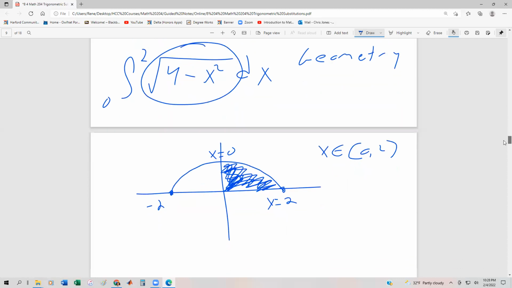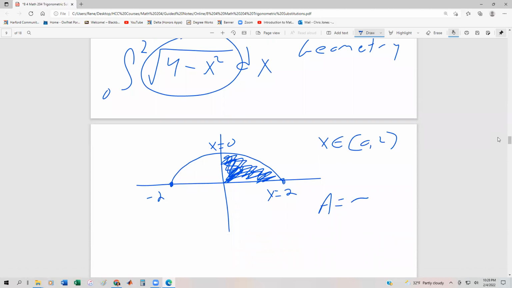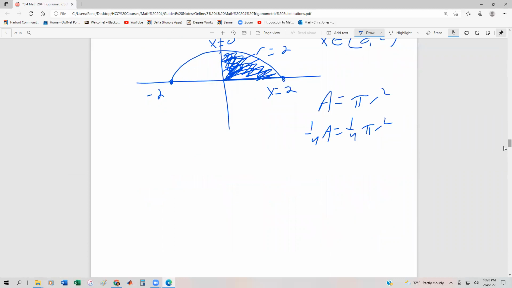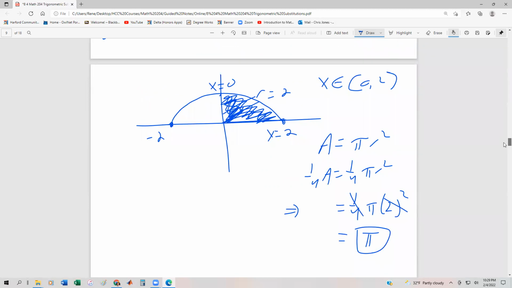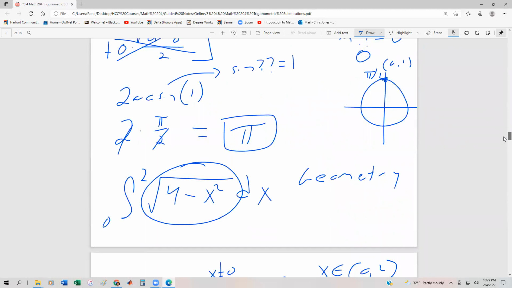We know that the formula for the area of a circle is pi r squared. But we don't want the whole circle, we just want a quarter of the circle. So a quarter of the area is a quarter pi r squared. We know that the radius of this circle is 2. No matter where we draw, the radius of this circle is going to be 2. And so the area for this is going to be 1/4 pi times 2 squared, which is just pi.